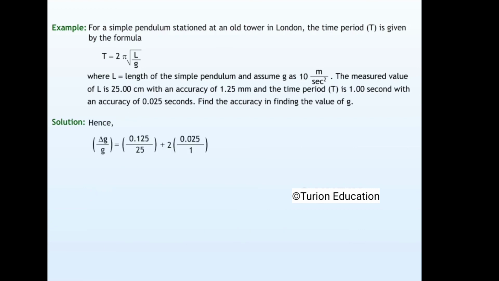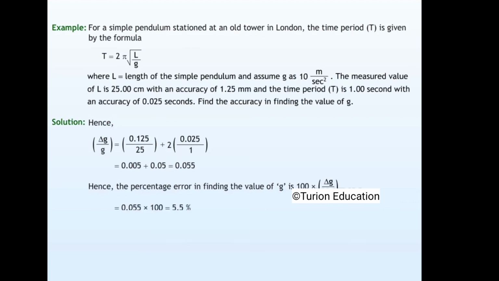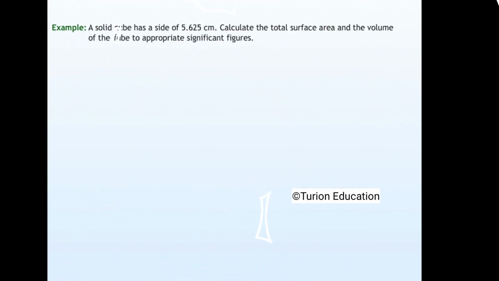Hence, delta G by G equals 0.125 by 25 plus 2 into 0.025 by 1 equals 0.005 plus 0.05 equals 0.055. Hence, the percentage error in finding the value of G is 100 into delta G by G equals 0.055 into 100 equals 5.5%.